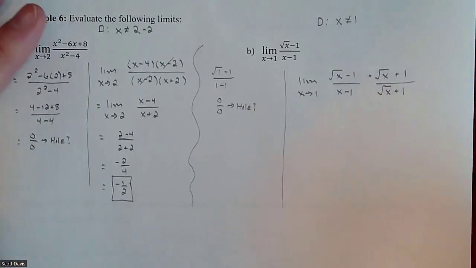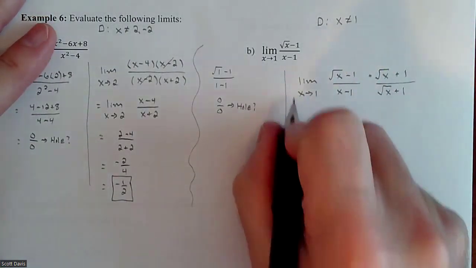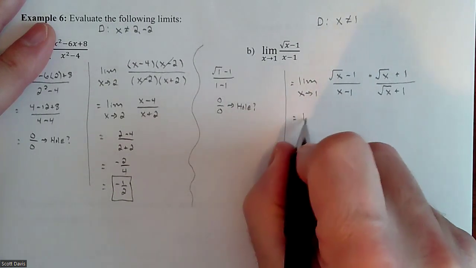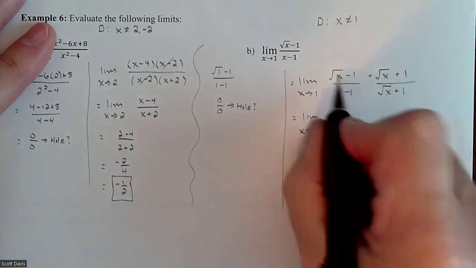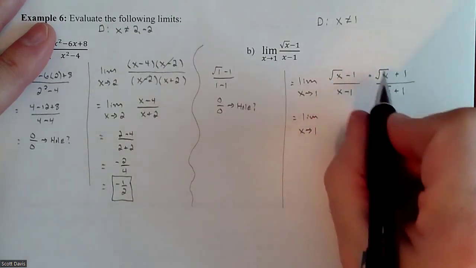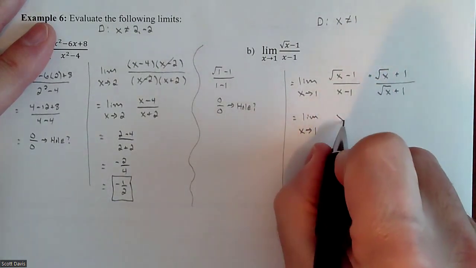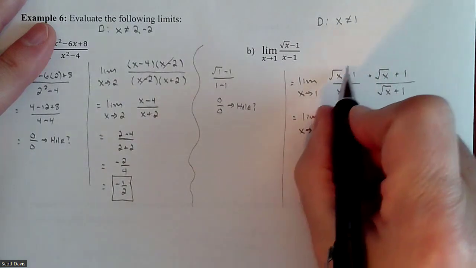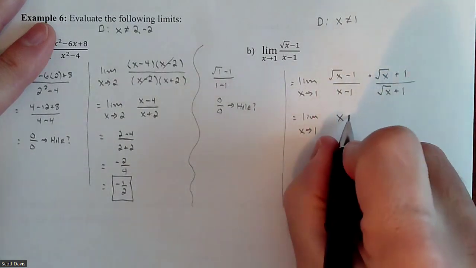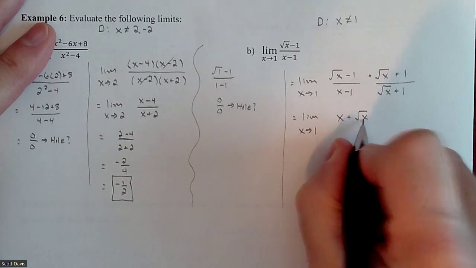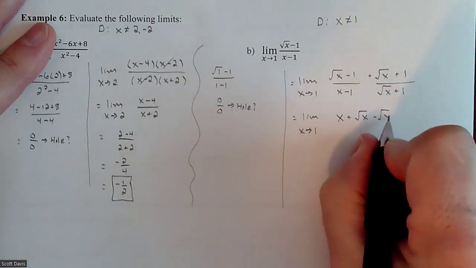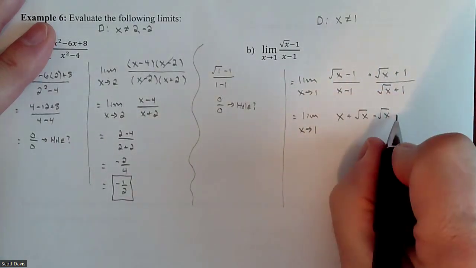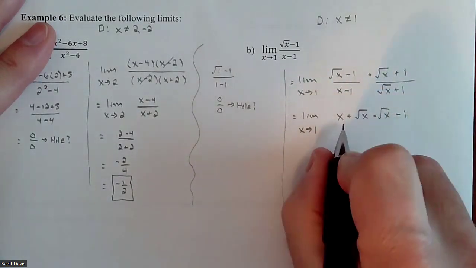Okay, so we're going to do some distribution on this. Our limit as x approaches 1. The square root of x times the square root of x is going to be x. Then the square root of x times 1 is plus the square root of x. We're going to have a negative 1 times the square root of x, which is negative square root of x. And then a negative 1 times the positive 1 is going to be negative 1.